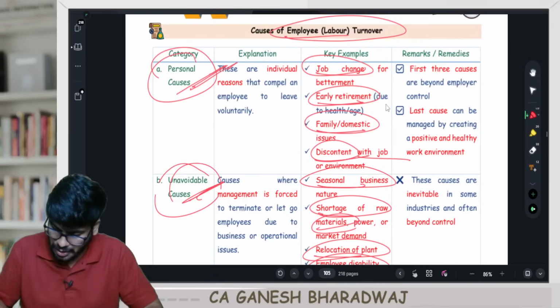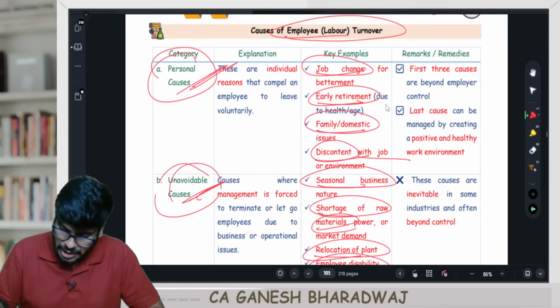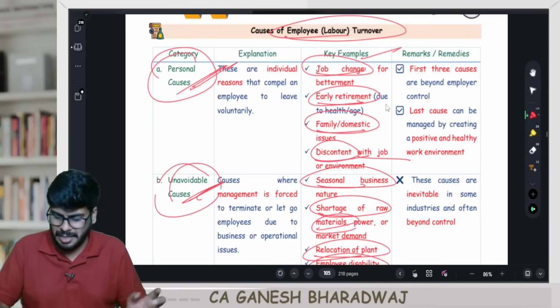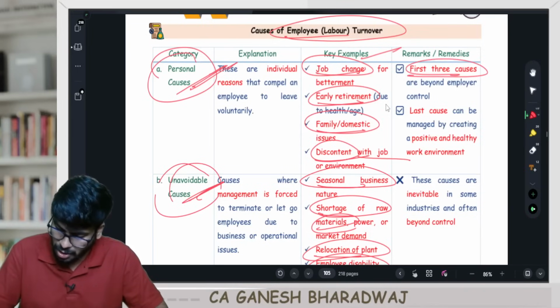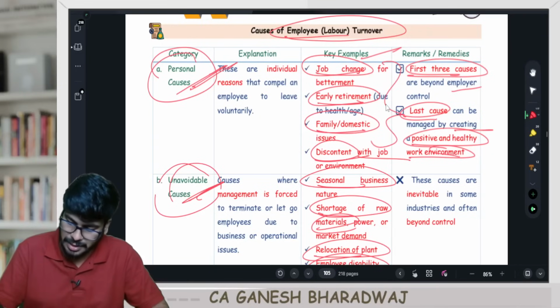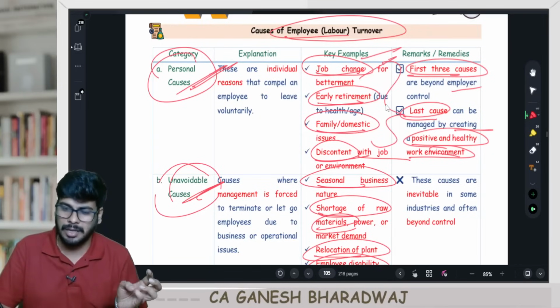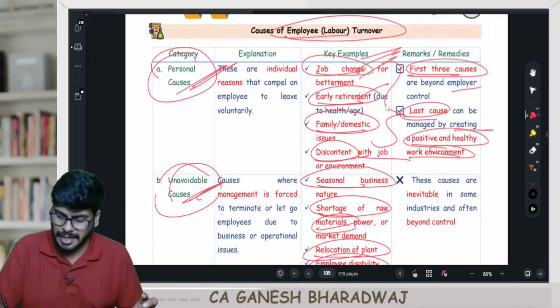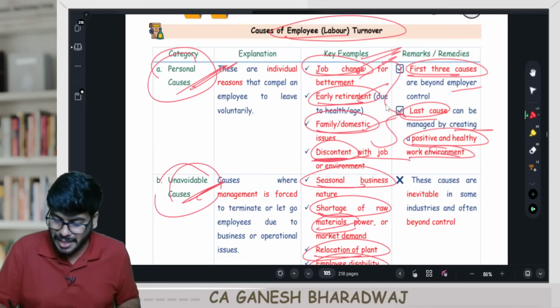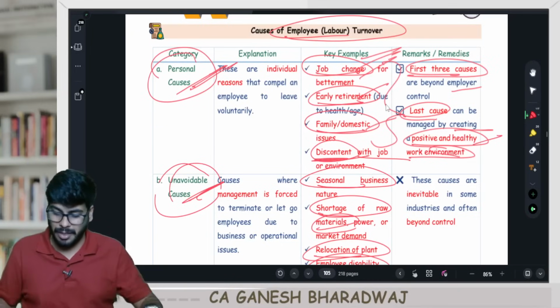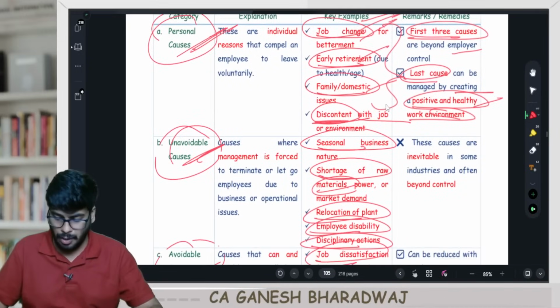Look at this. The first one. In case of personal causes, obviously, predominantly these causes, you can't do much about it. But the first three causes are beyond the employer's control, right? The last cause can be managed by creating a positive and healthy work environment. The first three causes, he wants a job change. The worker wants a job change, or he wants an early retirement, or there's some family issue that you can't do anything about. But if he's discontent with the job, you can create a positive working environment. That is actually avoidable. Right?